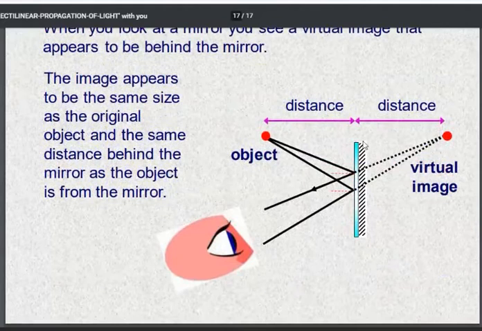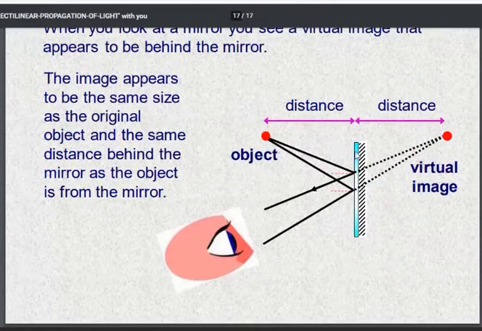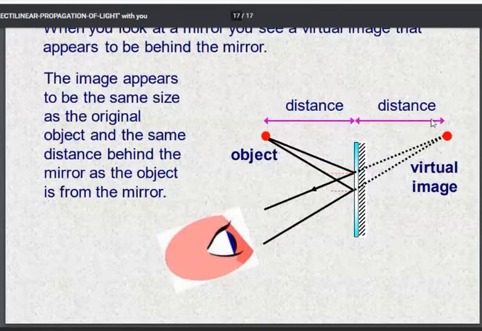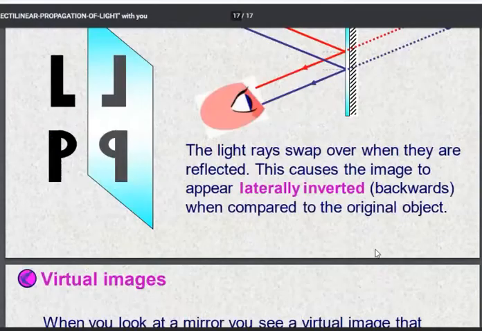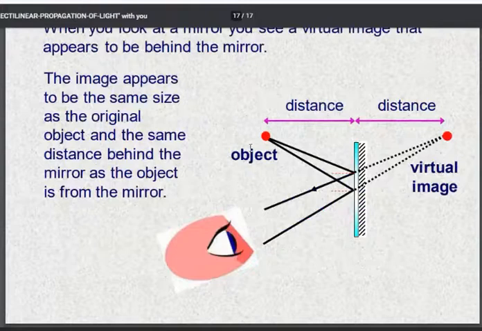The distance of the object from the mirror is called object distance, and the distance of the image from the mirror is called image distance. Image distance is denoted by V and object distance is denoted by U. So you can say this is the object. The distance from here to here is called U, and from here to here is called V. And you will see that V equals U in the case of a plane mirror. So we have discussed all about the plane mirror.